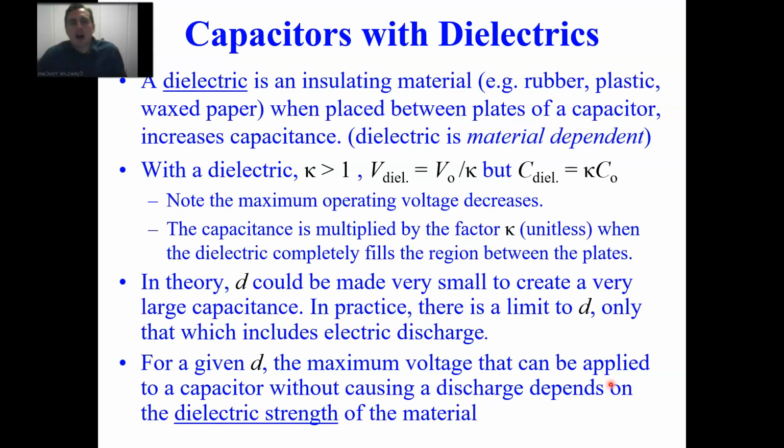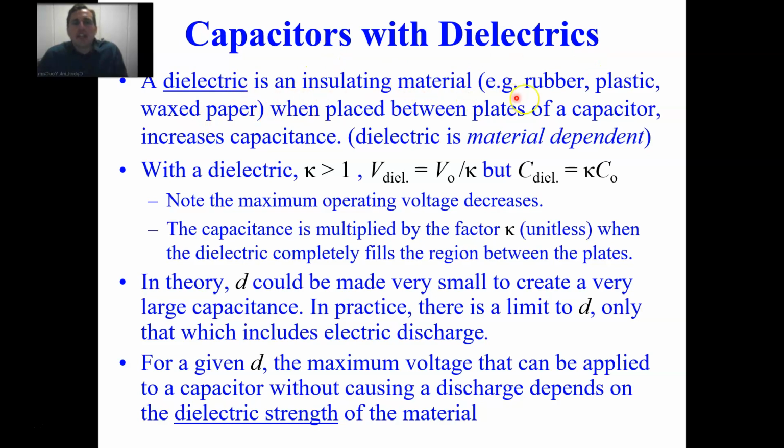Last thing I want to talk about is, what if we relax that condition that there must be vacuum in between the capacitor plates? What if instead we put a material in between the capacitor plates that allows us to store more charge? That we call a dielectric. Die meaning two, and electric being, well, we store more charge.